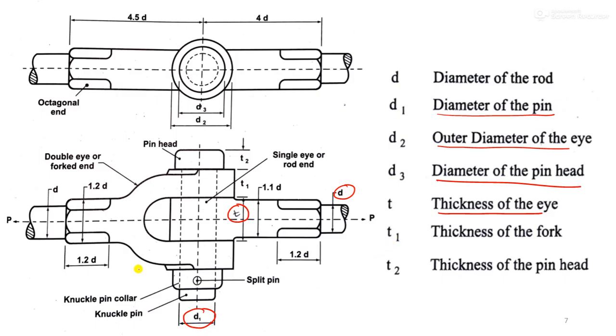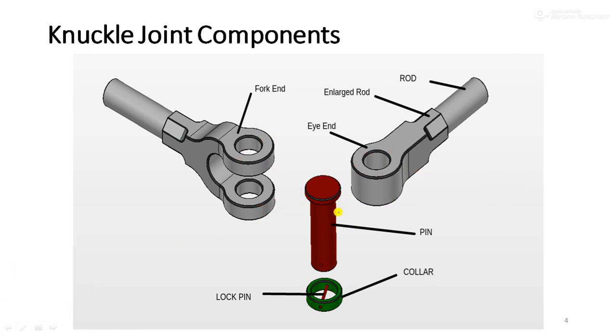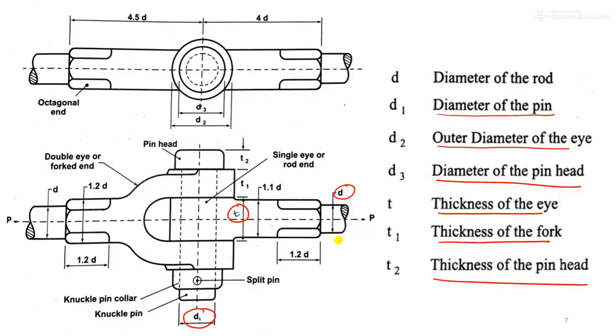Next one is the thickness of the fork, and T2 is the thickness of the pin head. I will move to the back side. If I erase all this, you can see the thickness. Let us say this is a pin head, so this thickness of the pin head will be T2. So this is how we have considered the dimensions.